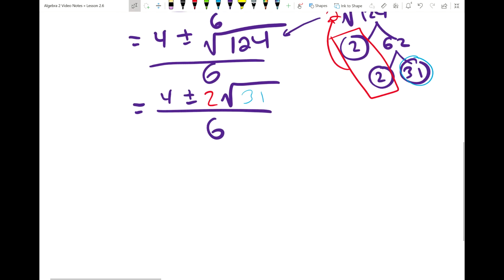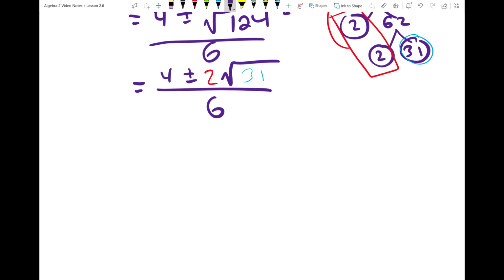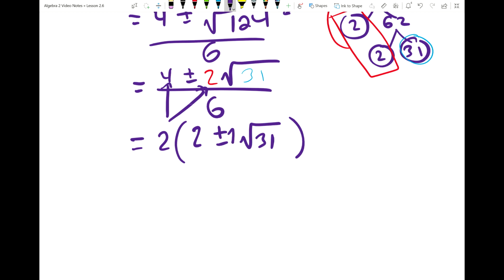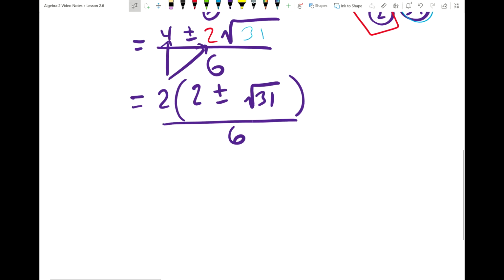All right, we are almost done with all the solutions. Now notice that 2 goes into 4 and 2, right? So we can pull out a 2 from here. Let's factor out a 2. If I factor out a 2, 2 goes into 4 twice, so we've got 2 times 2. And then we've got plus or minus, 2 goes into 2 once, so we've got 1, and then the square root of 31. There's an invisible 1 there, but I'm not going to write it, so I'm just going to erase it. And then we've got the square root of 31 left over, all over 6.